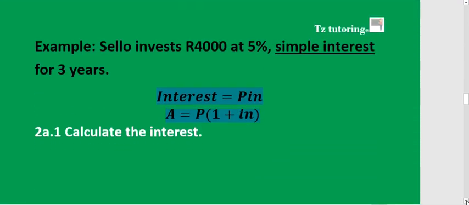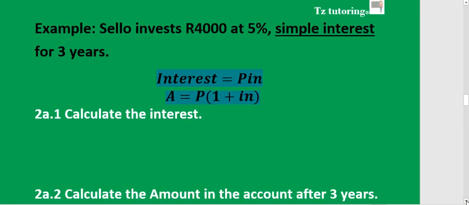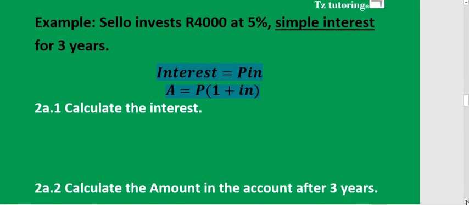All right, Osilo invests 4,000 at simple interest for 3 years. And of course, we need to calculate the interest. This is the interest formula, PIN. To calculate the interest, we need P, which is the present amount. The amount now is 4,000, multiplied by I. I is the interest rate, which is 5%.